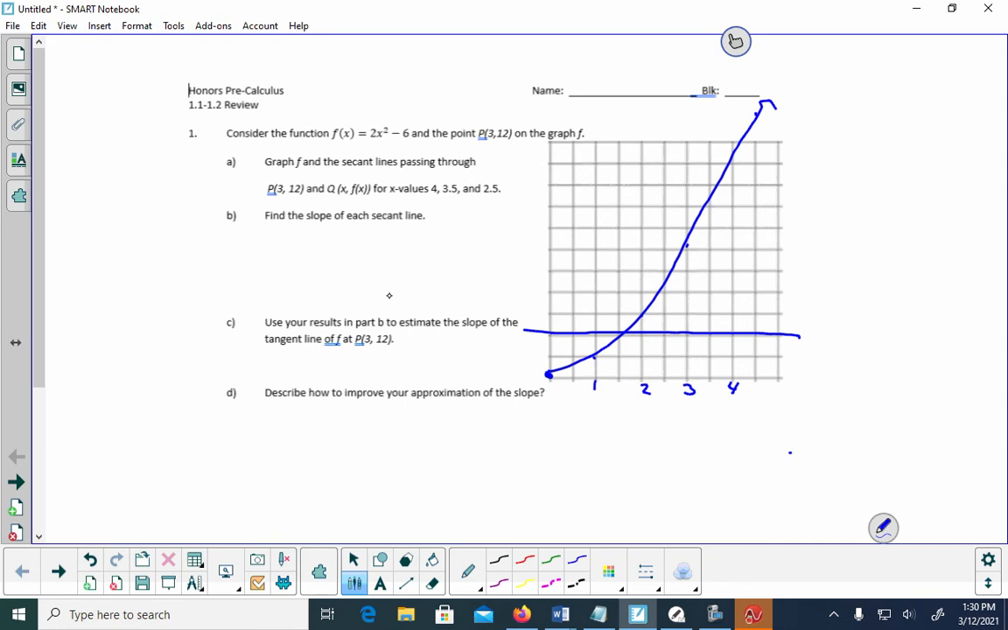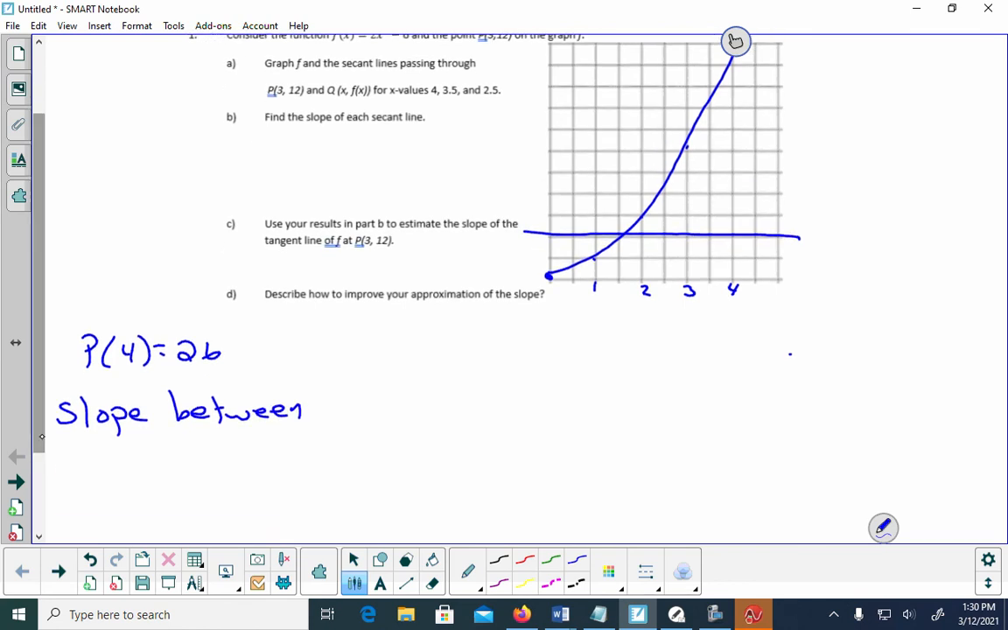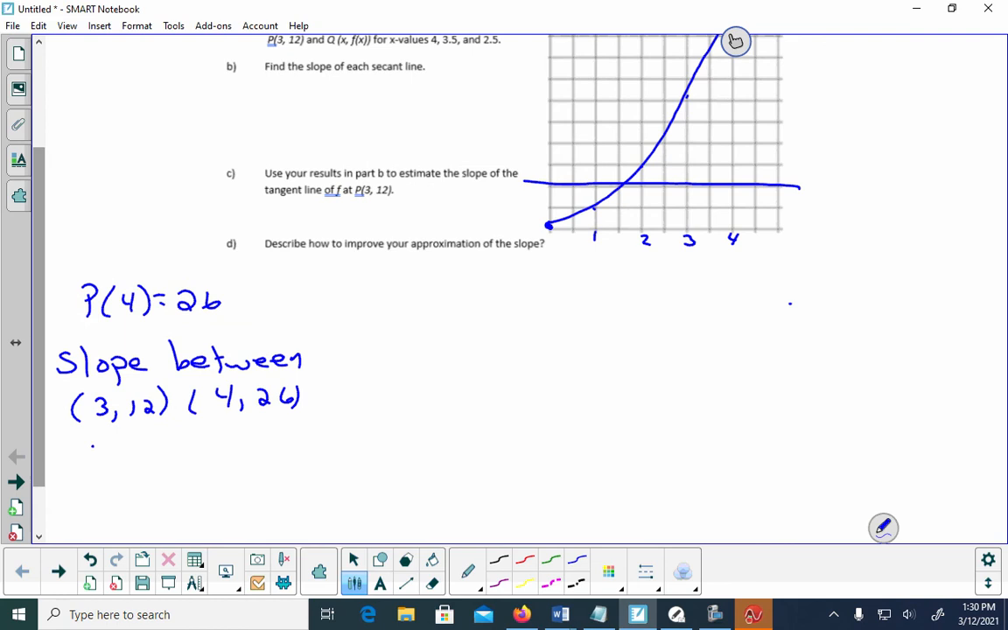Then I am going to find f of 4. So I'm putting 4 into that equation, and when I do that, I get 26. So then to find the slope between the points (3, 12) and (4, 26), that'll just be 14.